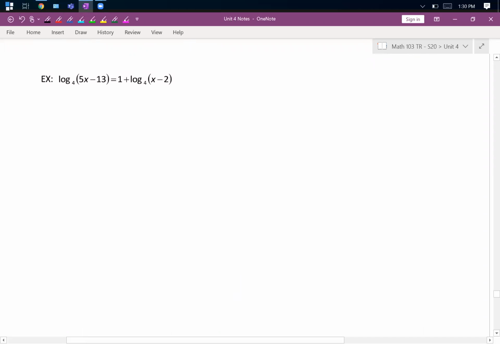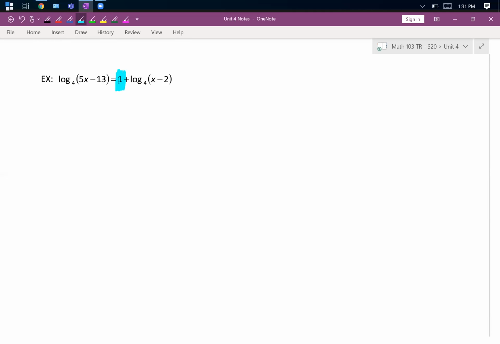Let's solve log base 4 of 5x minus 13 equals 1 plus log base 4 of x minus 2. I would start by trying to use the one-to-one property. Are we going to be able to use it this time? No, because we have a term right here that does not contain a log. So that means that we're going to have to write it in exponential form. But it's not ready to go for exponential form. I need one log equal to a constant. So we need to get all our logs together.